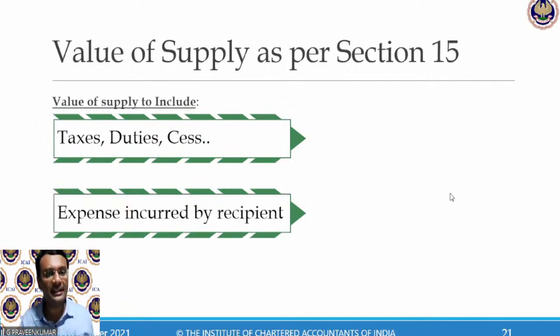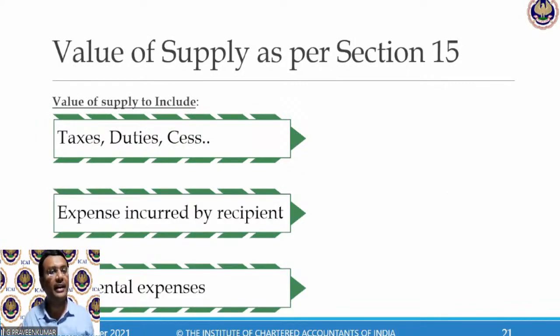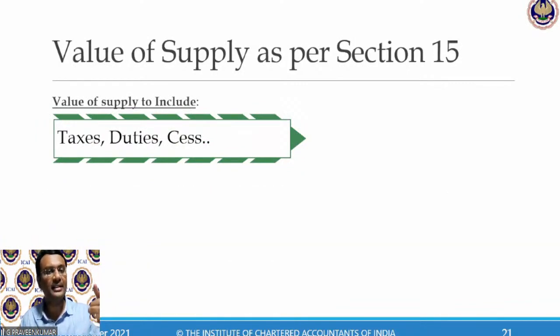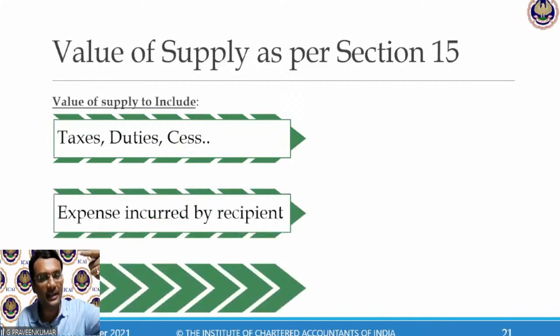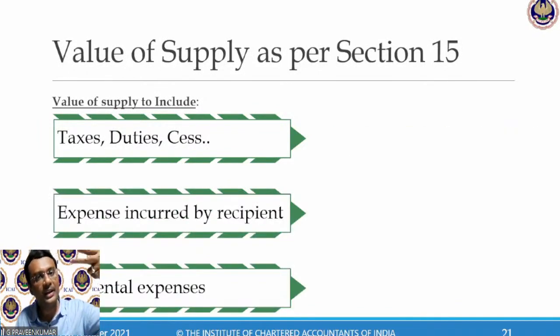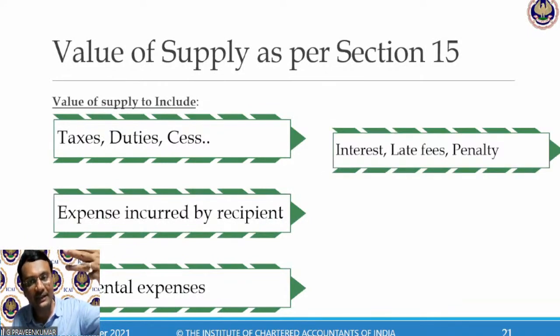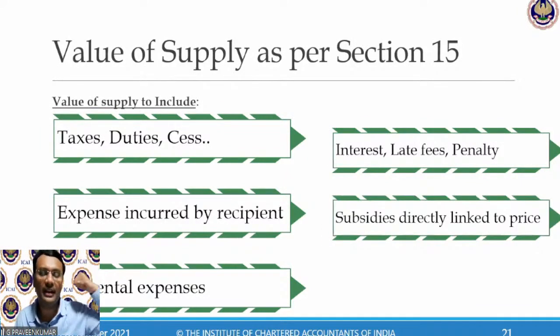Now, just to summarize what we have discussed, we have to include your taxes, duties. We have to include your expenses incurred by the recipient. We have to include your incidental expenses. I gave the example of this laptop. We have to include this late fee or interest forming part of consideration. Finally, subsidy is what we have discussed, excluding state government, central government.